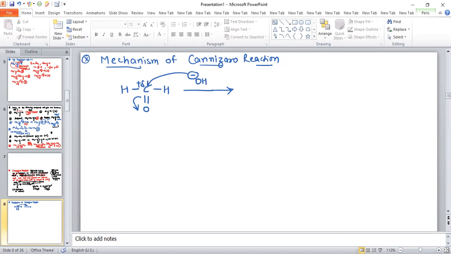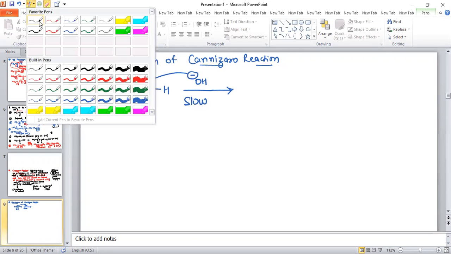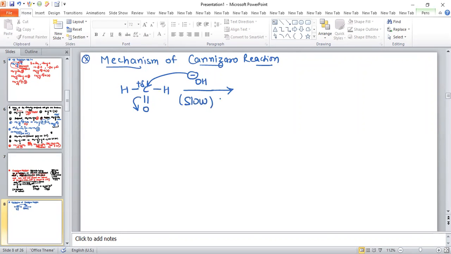This step is the slow step of the reaction. Not the slowest step, you can say this is only a slow step. Now see, after the attack of the nucleophile, the nucleophile adds on the carbon.